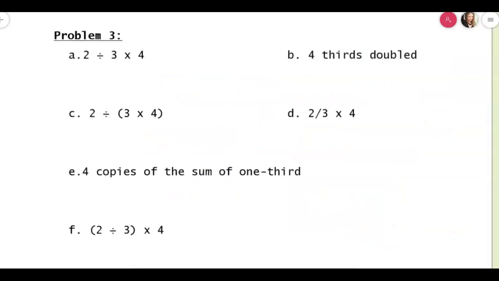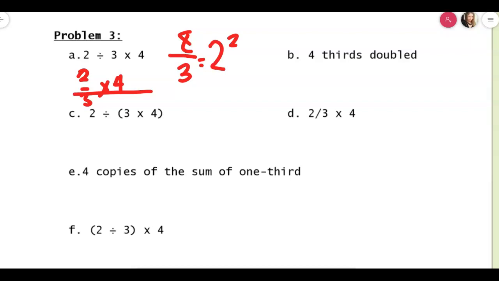Problem 3 wants us to evaluate and compare equivalent expressions. So it gives us some different ways that we see these expressions are written, and we're going to evaluate them so that we can compare them. So let's go ahead and look at A. 2 divided by 3 times 4. Well, if I go like that, I'm going to get 4 times 2 is 8/3. And that's going to equal 2 and 2/3, with a denominator of 3.